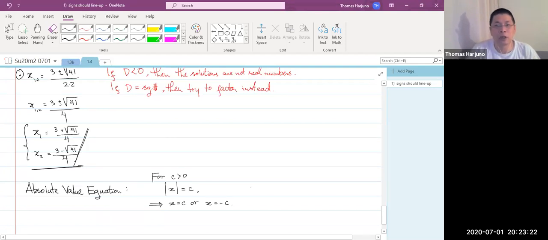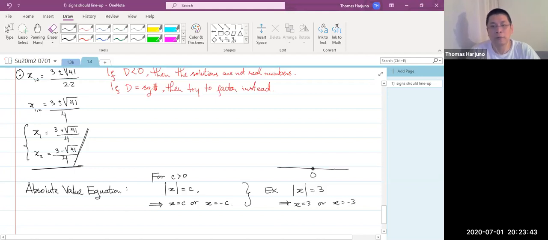Yeah, so a little example. Let's say I have absolute value of x equals 3, so either x equals 3 or x equals negative 3. Visually, what are the x's that have distance 3 units from 0? 3 units from 0 are 3, which is 3 units to the right, or negative 3, which is 3 units to the left.